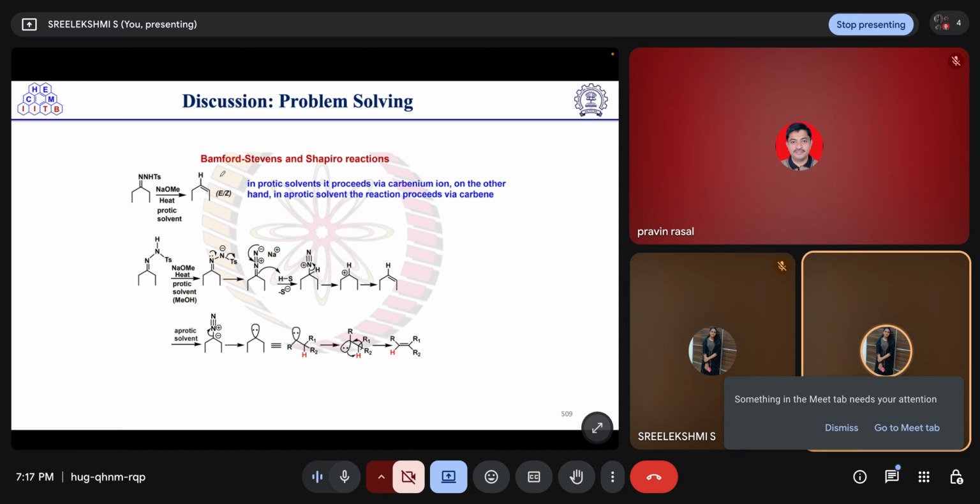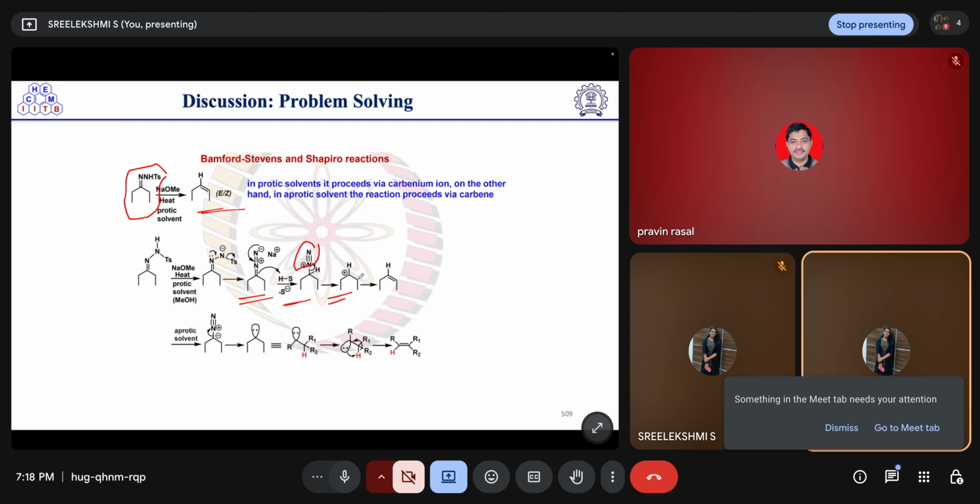Now the next reaction is the Bamford-Stevens and Shapiro reaction. So here what is happening? This type of hydrazone is getting converted into this type of compound, which can be either E or Z. The basic mechanism is that when we use NaOMe, heating, and protic solvent conditions, deprotonation takes place first, and then the tosyl group gets removed to form this compound. Then again this nitrogen negative charge will come over this position, and this will take this proton to form this one. Then the N2 group will be eliminated to form this compound.